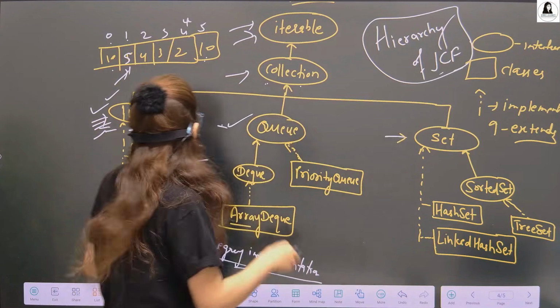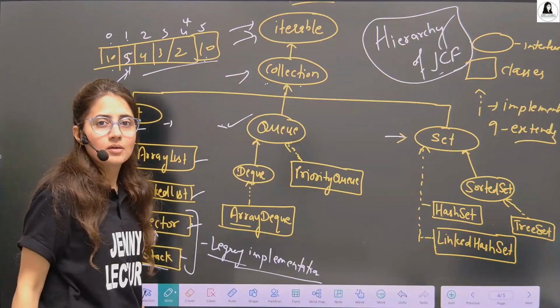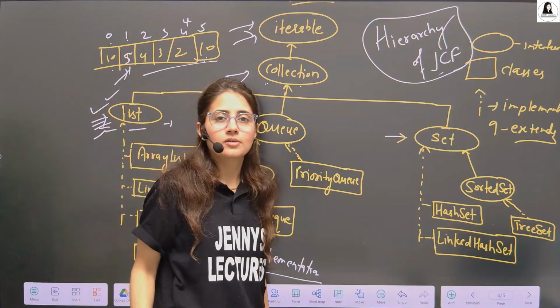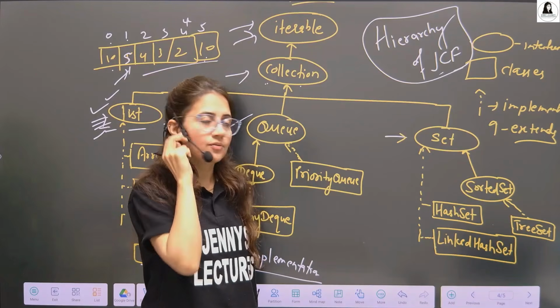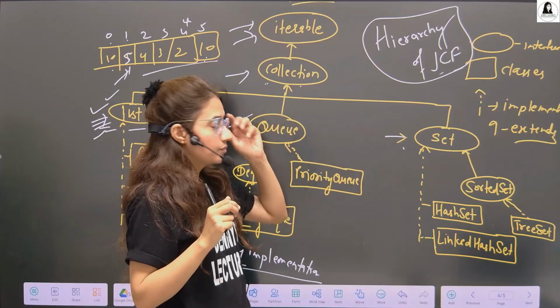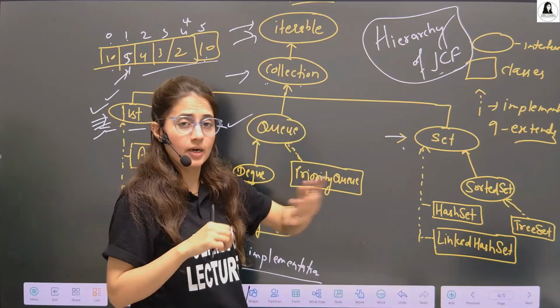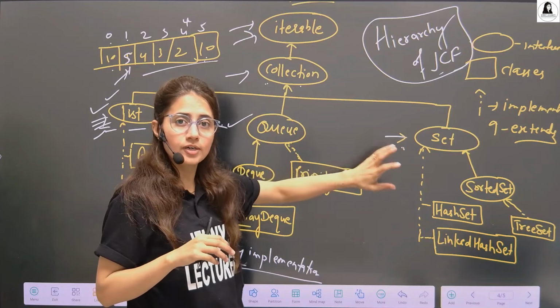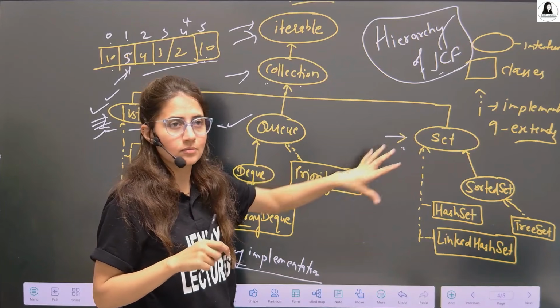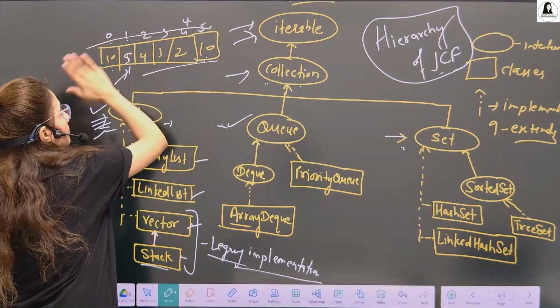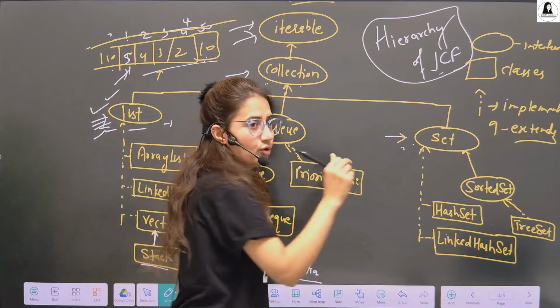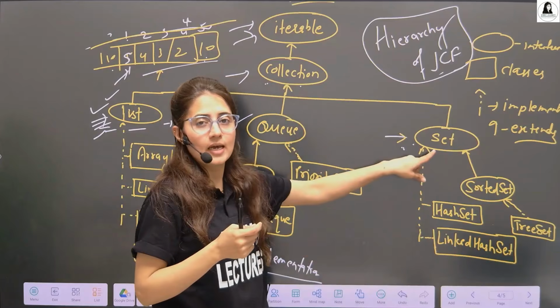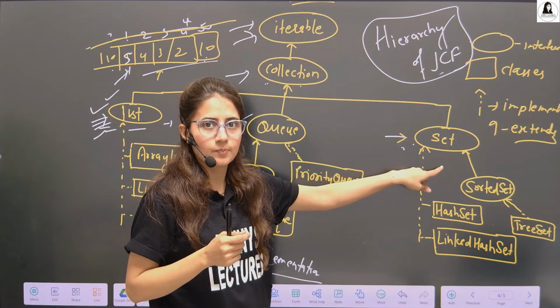Set. See, in list we are having duplicate data. But sometimes, as I told you, the requirement is that no duplication of the data is allowed. So in that case, we have set. In set, duplication of the data is not allowed. But this is unordered. The order is also not there, so there is no indexing kind of thing. So it is an unordered collection of data, but with unique elements. Duplicacy is not allowed in set.